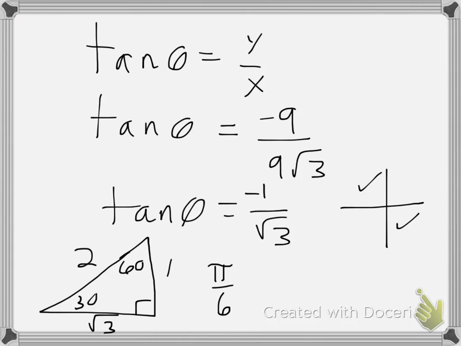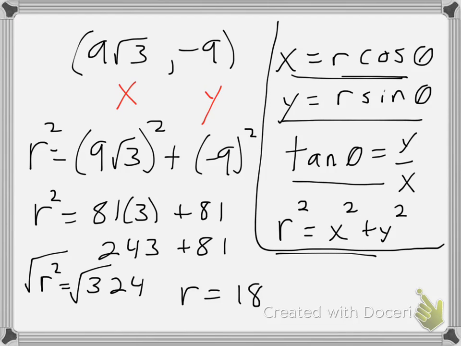So we need to know in what iterations of pi over 6 we will get quadrant 2 and quadrant 4. In quadrant 2, if you look to your unit circle, we'll have 5 pi over 6, and for quadrant 4, we'll have 11 pi over 6. Now, it can only be one of them, so we have to use the information we were given before to help us figure it out.